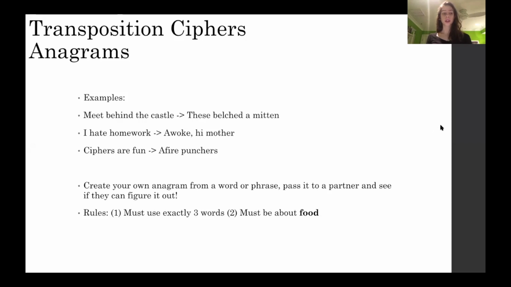Anagrams are words or phrases you spell by rearranging the letters of another word or phrase. The only rule is that all of the letters from the original word or phrase must be used when they're reordered to say something entirely different. For example, the phrase "meet behind the castle" can be rearranged to read "these belched 'em in." It doesn't really have to make sense. It just has to be real words and all the letters need to be used.